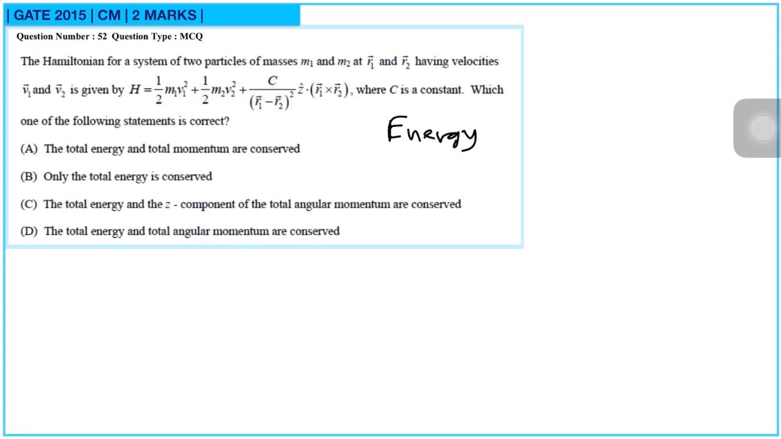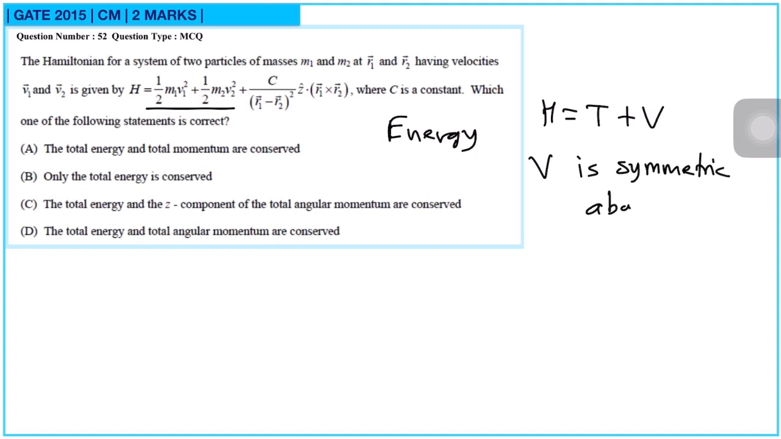Next, this potential is only in the z cap direction. So H is equal to kinetic energy plus potential energy. The first part is kinetic energy, the second part is potential energy, and potential energy is only in the z direction. That means this potential V is symmetric about the phi axis, it is symmetric about phi. That means this Lz is conserved.